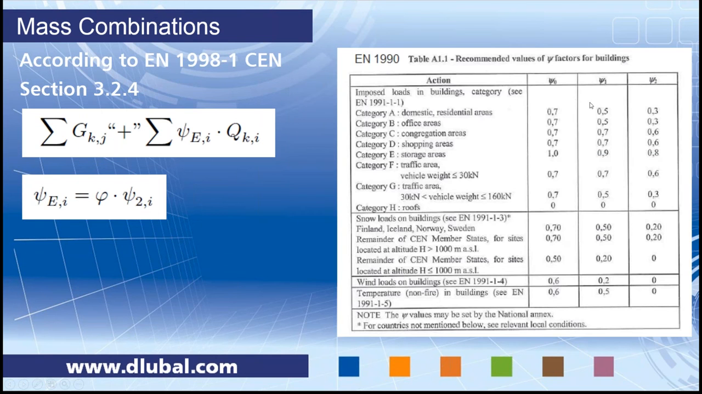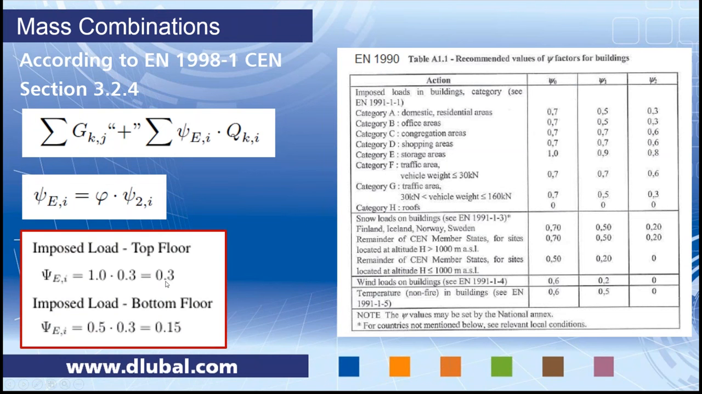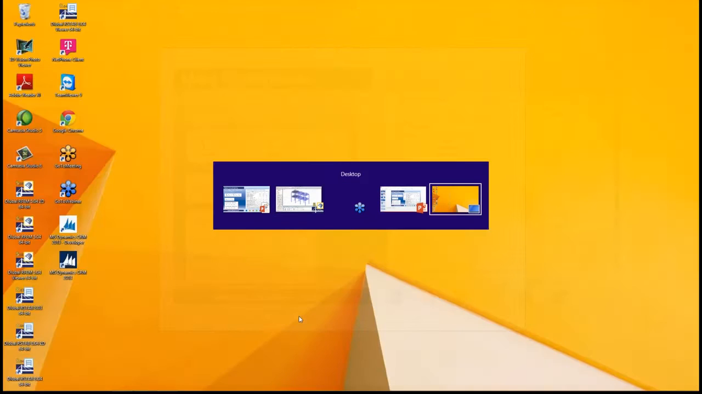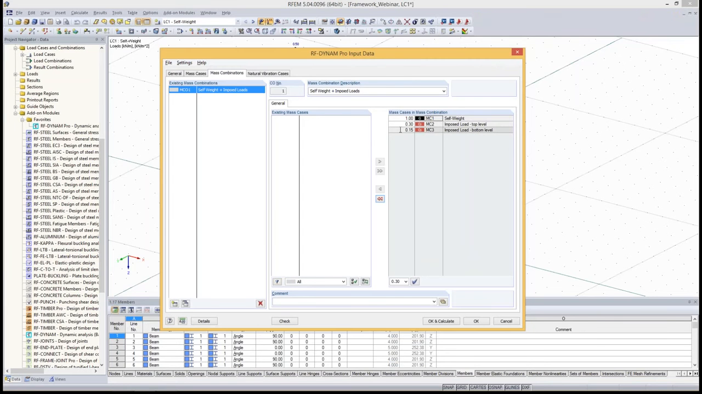And just to show you the values of psi_2, that's the last column here, we have to apply a value of 0.3 in case of category A and B. So that's our mass case type. So we have to calculate 1 multiplied by 0.3 for the top floor, and for the bottom floor we apply the 0.5, so 0.3 and 0.15. We have a look again at our RFEM, and these are indeed the values RF-DYNAM Pro applied. In case you are working in accordance to any other international standard, you can just change these values either by choosing a value from the drop-down list, or you can enter a value here and apply it with the tick button. So that's our mass combination.